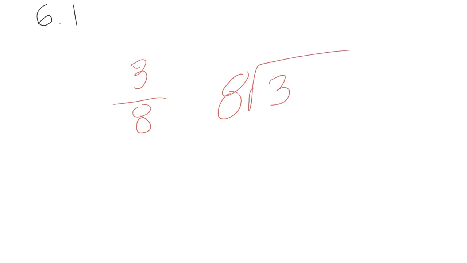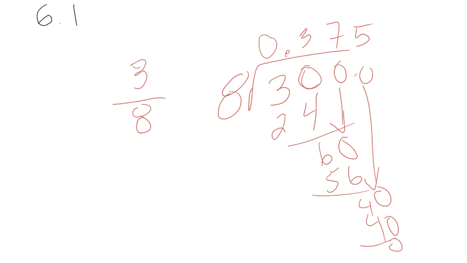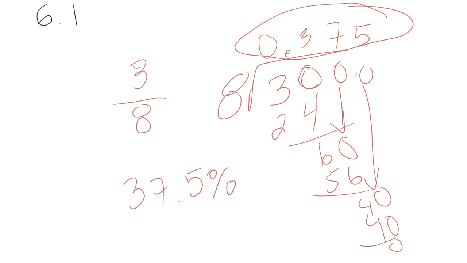Okay. 8 goes into 3 0 times. 8 goes into 30 3 times. So 3 times 8 gives us 24. Then we'll end up with 6. 8 goes into 60 7 times. We end up with 56. 8 goes into 40 5 times. There we go. So this is our decimal, 0.375. Now it wants us to make it a percent. So we're going to move 2 places to the right. 37.5%. There you go. So that's what we did in lesson 1.